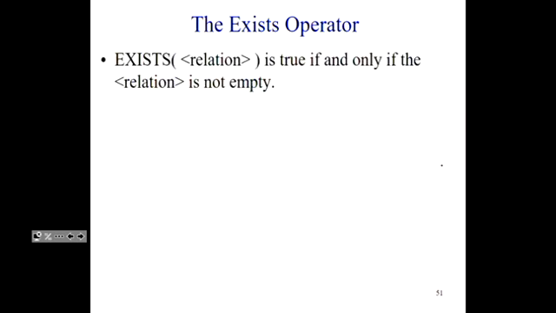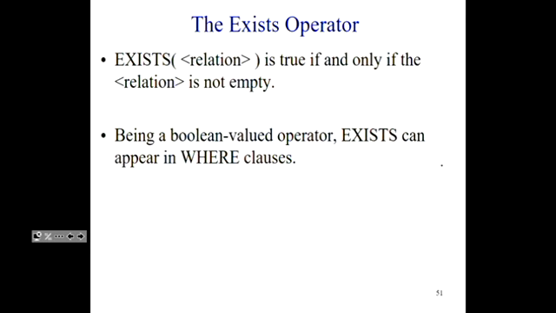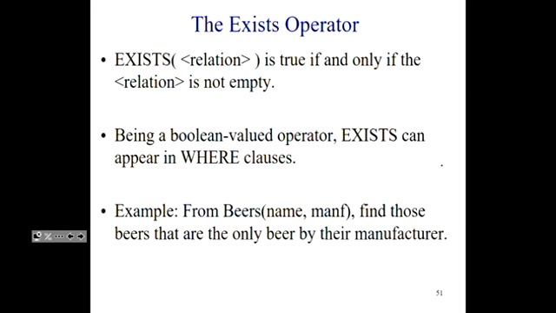Okay. So this was the in operator that allowed you to operate on sets. A different type of operation on sets is the exists operator. The exists operator basically operates on a relation. This exists operator evaluates to true if and only if the relation is non-empty. Once again, like the in operator, the exists operator can appear in where clauses. So let's say I have once again my beers relation, and I want to find the beers that are the only beer by their manufacturer.